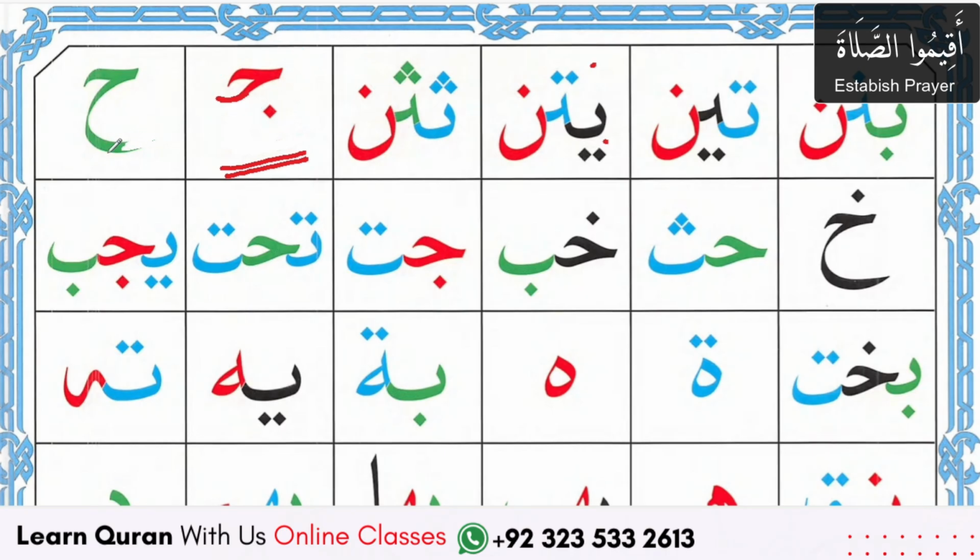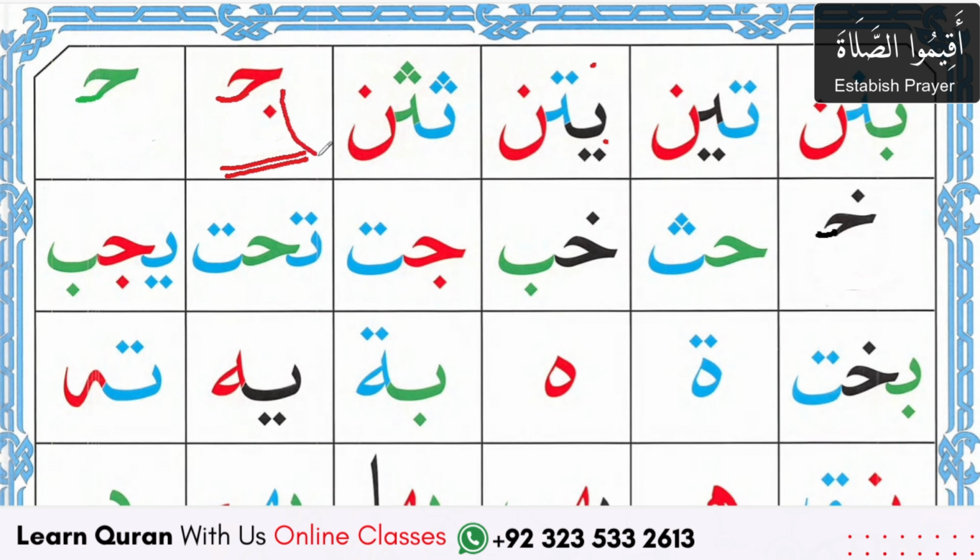Like that, the same thing we are going to do with letter Ha. Till here we are going to remove and then just increase this line a little bit. So that's the small shape of letter Ha. And the same thing we are going to do with letter Khaa. So here is the small shape of letter Khaa.